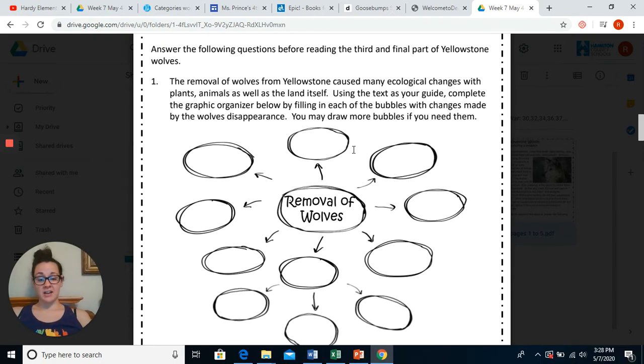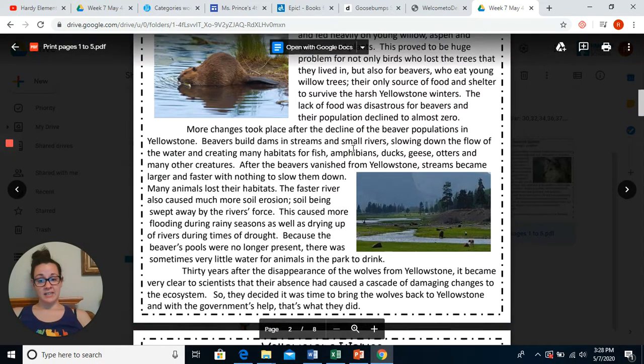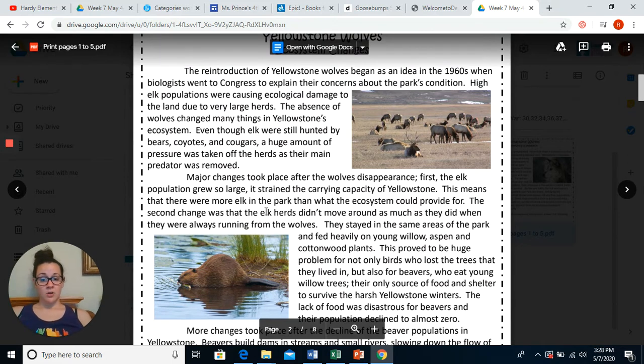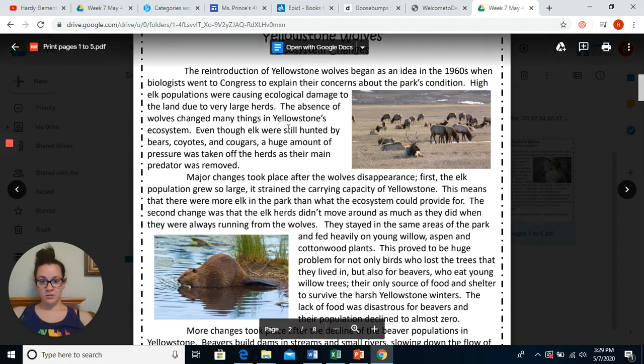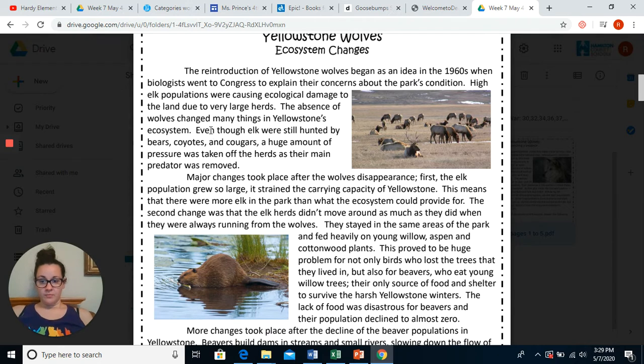After you've done that, I want you to look back in this text. What changes occurred because of the removal of the wolves? If you need to rewind the video to when I read this to you, you can do that. And as I'm reading, fill in the bubbles with changes that occurred. Right here is an example.